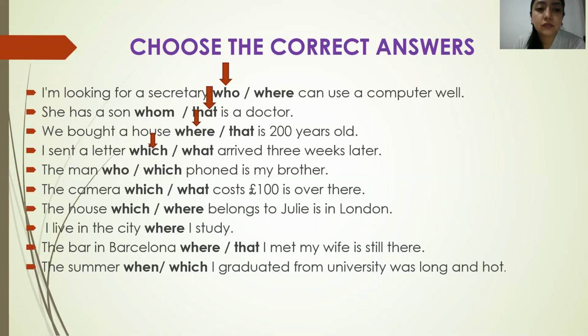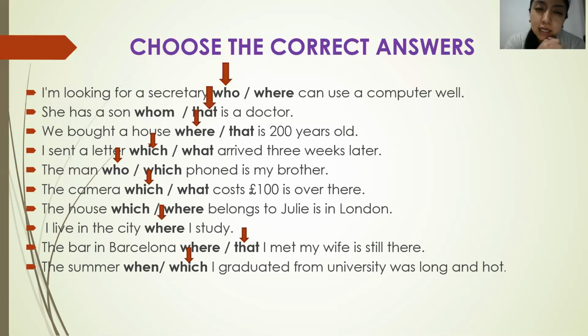The man which you use for things, and the thing is the letter. The man who phoned is my brother. The camera which cost 1,000 over there. So we are going to talk about the camera. The house, sorry, what about the missing one? The house where Julie lives is in London. We are going to talk about place. Sorry, I don't have this answer, but I will tell you now. I live in the city where I study. The bar in Barcelona where I met my wife, I am still there. The summer, when I graduated from the university, was long and hot.